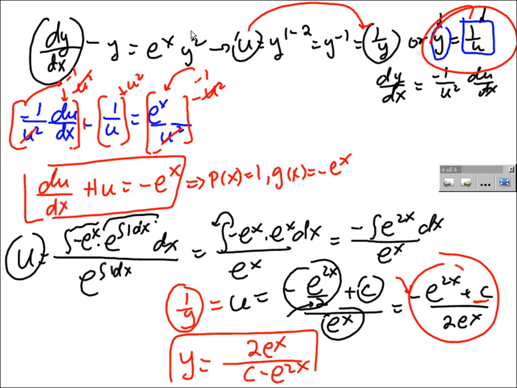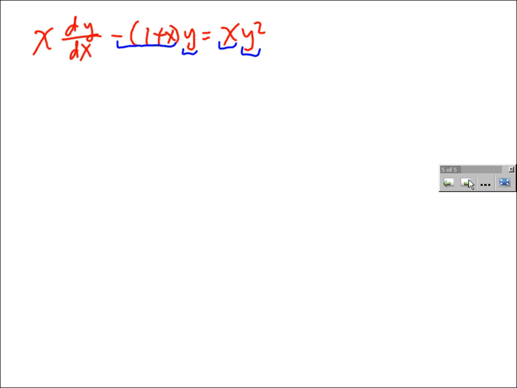Okay, let us try one more. Suppose you are told to solve this using the Bernoulli method. Now, one way you should start thinking maybe these are Bernoulli is you have a function of x times y, and then you have a function of x times y to some power other than 0 or 1.